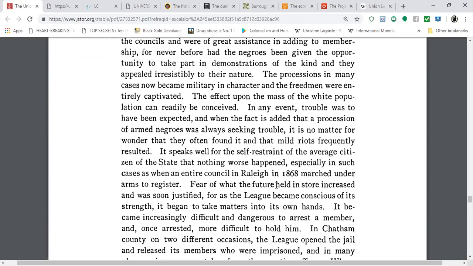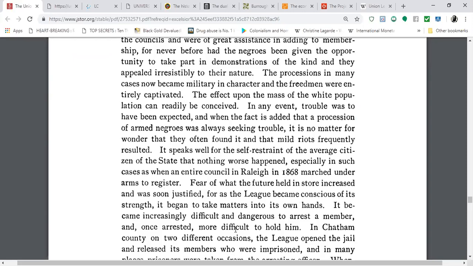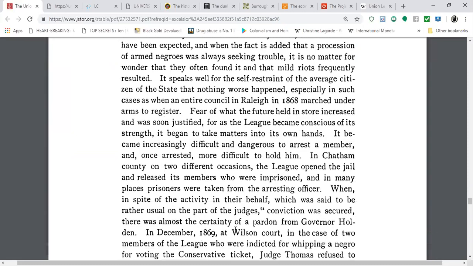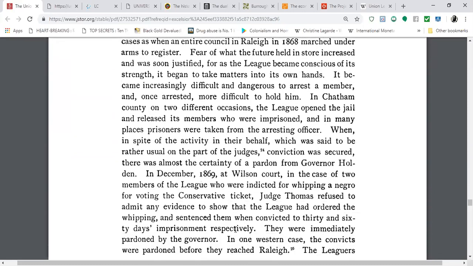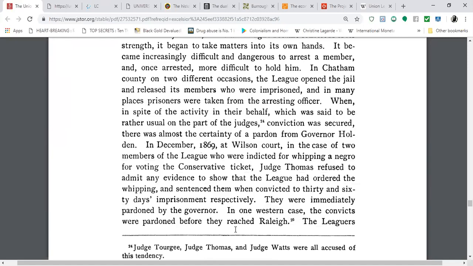Fear of what the future held increased, and was soon justified, for as soon as the League became conscious of its strength, it began to take matters into its own hands, becoming increasingly difficult and dangerous to arrest a member, and once arrested, more difficult to hold them. In Chatham County, on 2 different occasions, the League opened a jail and released its members who were in prison. In many places, the prisoner was taken from the arresting officer.